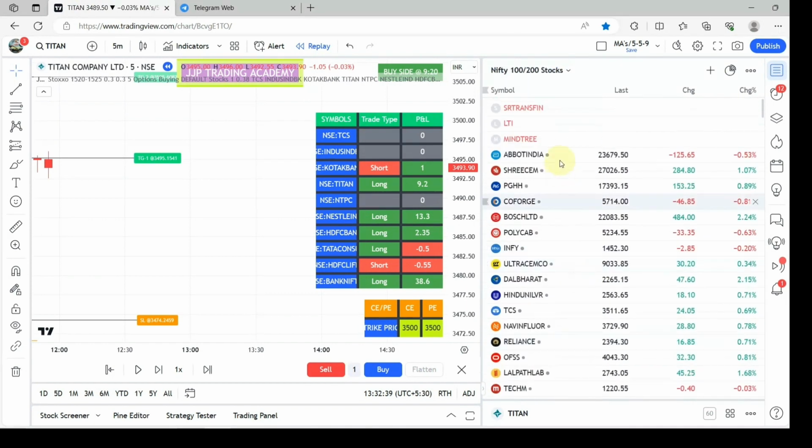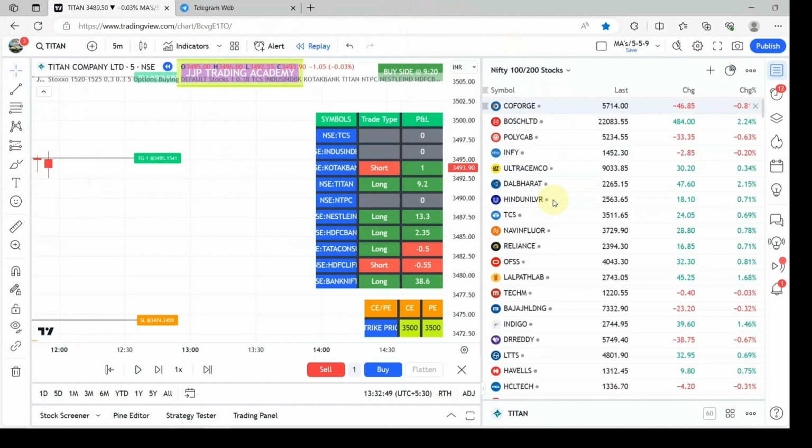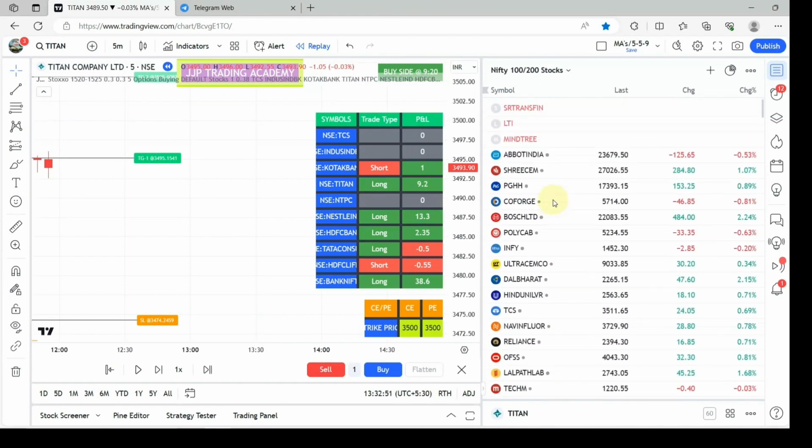This watch list you should download as a PDF file or as a CSV file separately, and you should import it here, in import list. So you should download a list, or you can also WhatsApp us and we will send you the watch list also. So this is the Nifty 100 stocks.